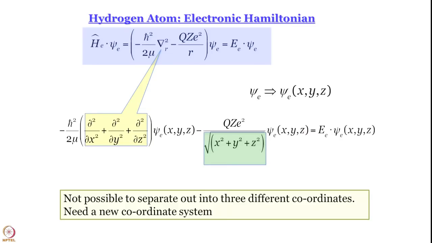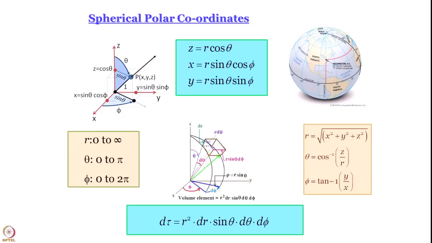So, we need to use a new coordinate system. What will this coordinate system be? Well, it is not really new, we are already familiar with it. The coordinate system that we are going to use is spherical polar coordinates. And as we know, spherical polar coordinates and Cartesian coordinates are interrelated. So, once we know theta, phi and r, we can actually work out x, y and z without much hassle. Z can be worked out by r cos theta, x can be worked out from r sin theta cos phi, and so on and so forth.